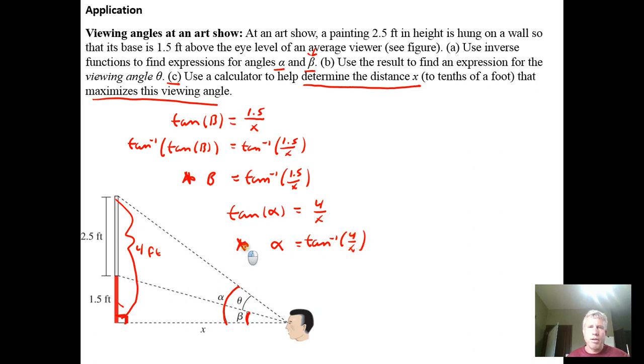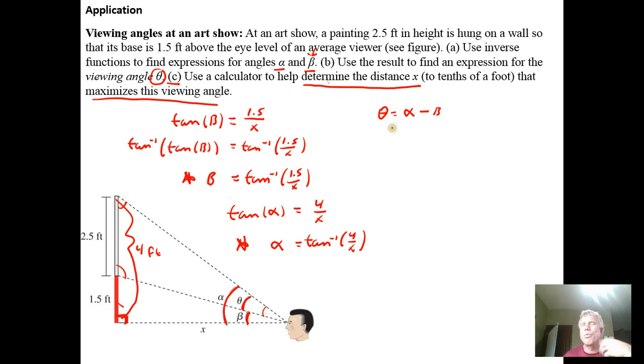And I'm going to hang on to this because for part B, it says use the result of part A to find an expression for the viewing angle theta. And what I want to notice is that theta, the viewing angle, is the difference between alpha and beta. In other words, theta is just equal to the large angle alpha minus the smaller angle beta. And theta isn't on a right triangle. This isn't a right angle. This is an obtuse angle. This is an acute angle.